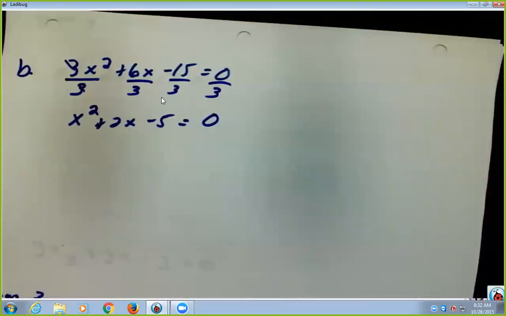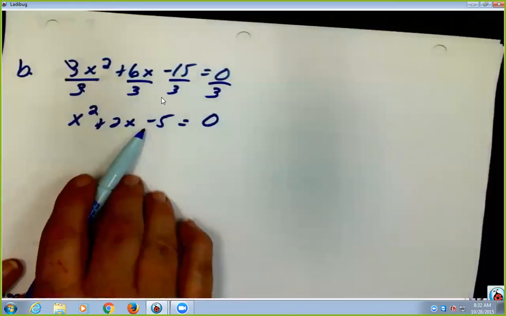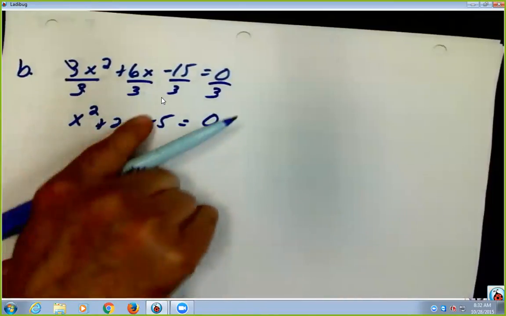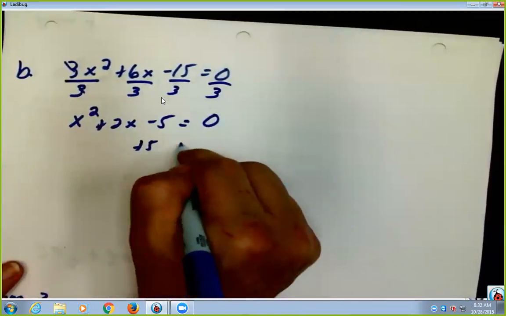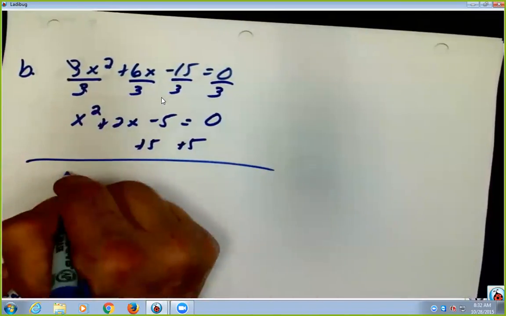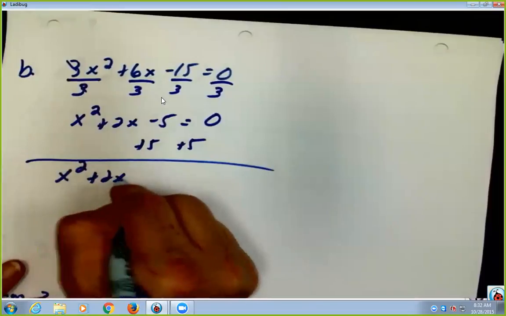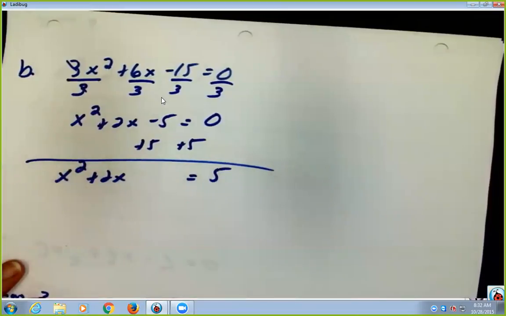Too bad we weren't back in chapter 6 and we could just write not factorable and move on. But we're not. We've got to figure out what to do with these things. So now I need to get this first piece, the x squared and the 2x, all by itself. I want to add 5 to both sides. So I get x squared plus 2x equals 5.